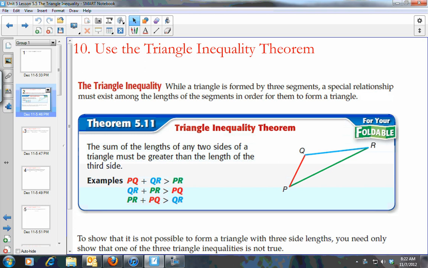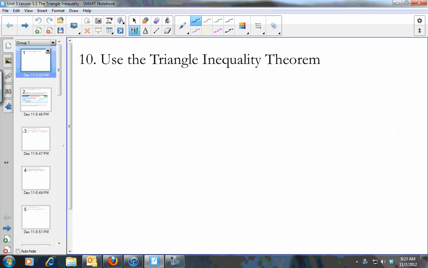On page 360, it says, while a triangle is formed by three segments, a special relationship must exist among the lengths of the segments in order for them to form a triangle. You've probably never really thought of this before, but here's how a triangle comes about. If I have any 3 points that are non-collinear, I can join segments together and make a triangle out of them, right? But if the 3 points are lined up in a line, I can't make a triangle out of that.